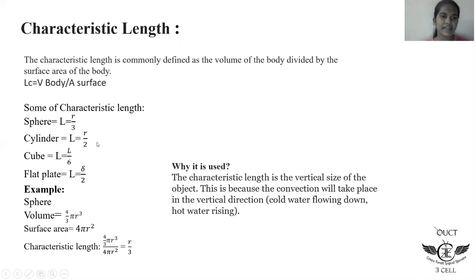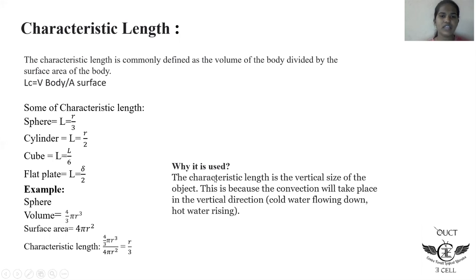How do we calculate this characteristic length? For example, for a sphere, the volume equals 4 by 3 pi r cube and the surface area equals 4 pi r square. The formula for characteristic length equals the volume of the body divided by the surface area of that body. By cancelling out these terms, we get r by 3. By this method, we calculate the characteristic length.